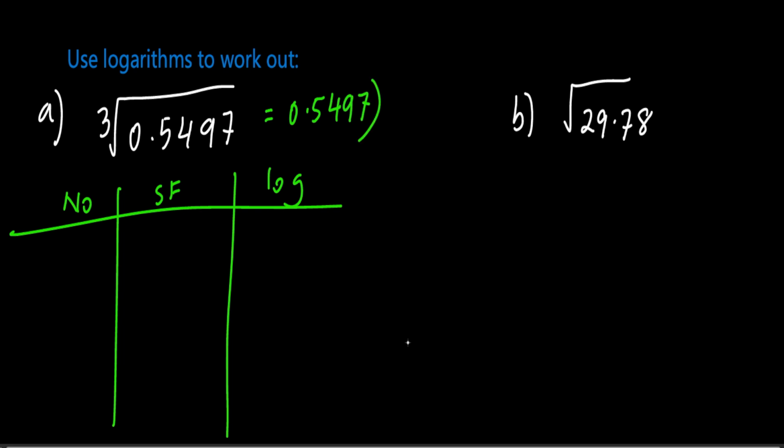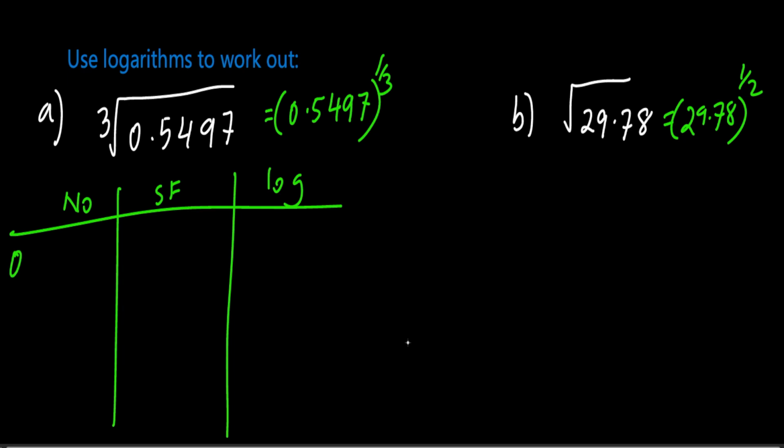Okay, I think we've studied indices. If you have a root, basically the power is a fraction. So if it's a cube root, it's power 1 over 3. If it's a square root, then basically it's power half. If it's the fifth root, power 1 over 5. So at the end of the day, you're going to multiply by 1 over 3.